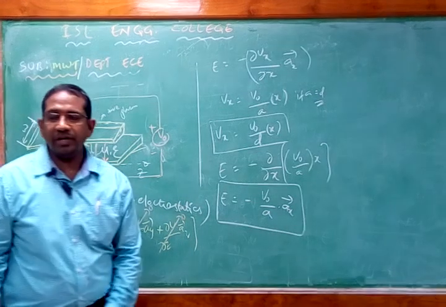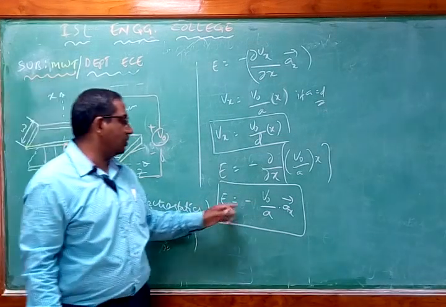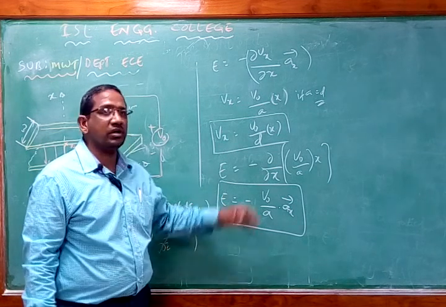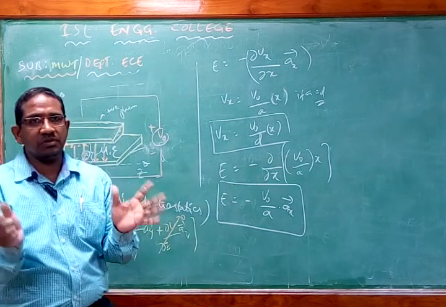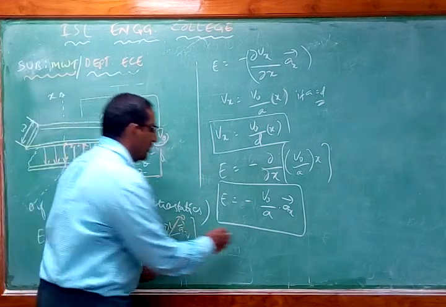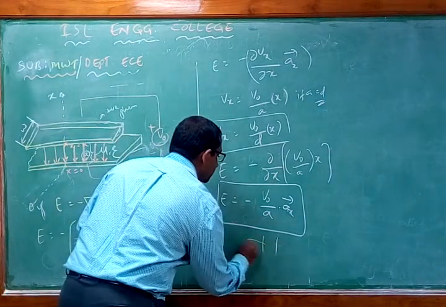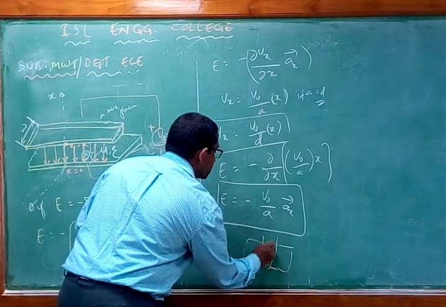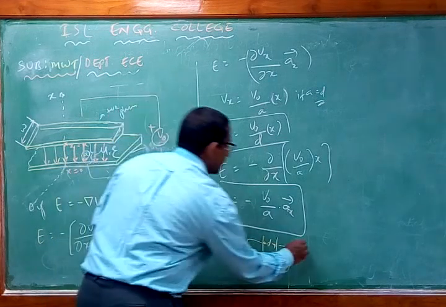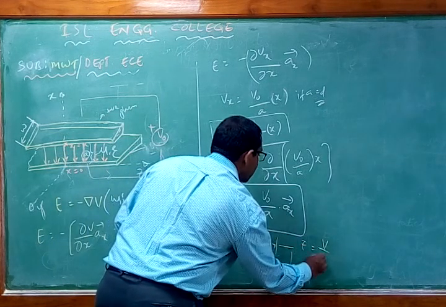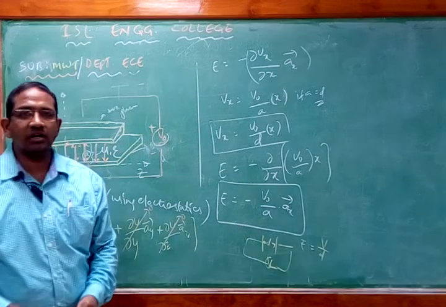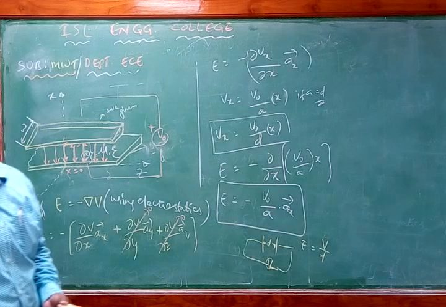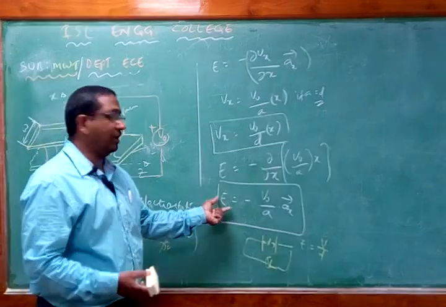So the electric field equation we can write as E is equal to V naught by a. Generally, E is equal to voltage divided by the distance between the two plates. For example, if you have two plates like this, one plate and another plate, and I apply some voltage V, and the distance between the two plates is d, what is the electric field induced? E is simply V by d. So we got a similar representation here, E equal to V by d.